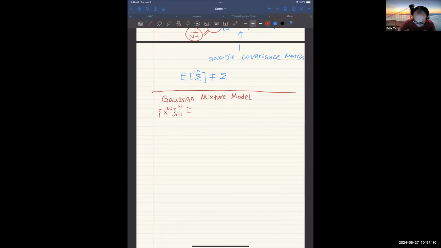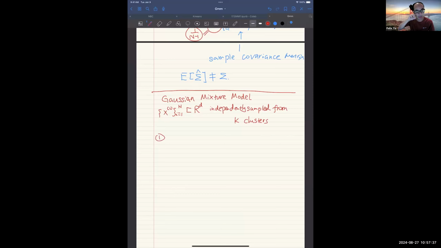Is actually independently sampled from K clusters from the following generative process.